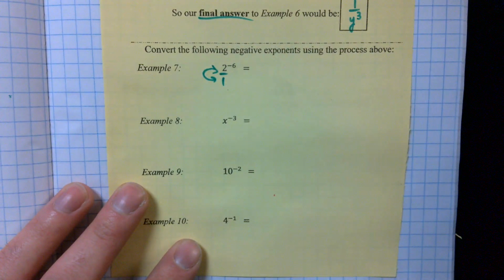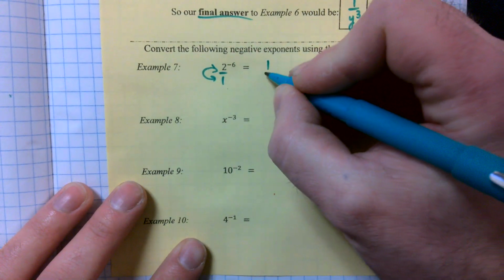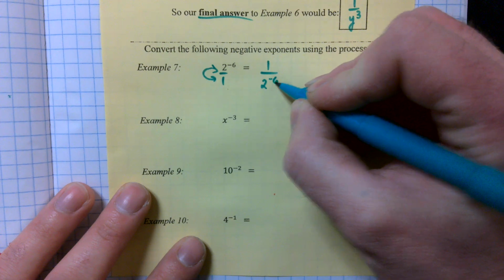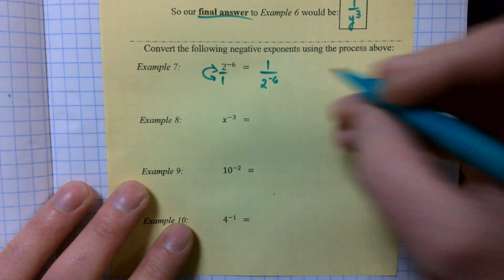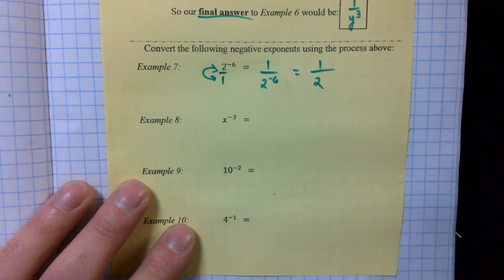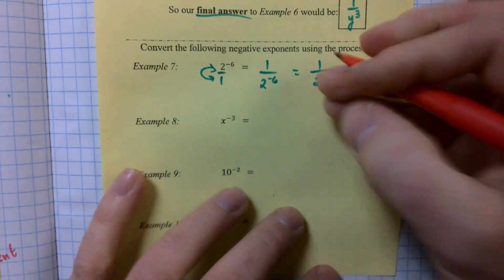Flip it. All right, so my 1 was on the bottom. Now my 1's going to go to the top. My 2 to the negative 6 power comes down to the bottom. And because I flipped my fraction, what can I now do with that negative 6? Make it positive. Exactly.